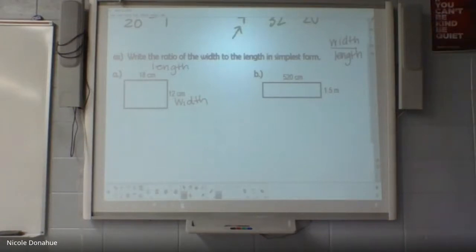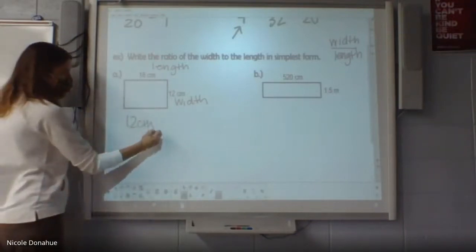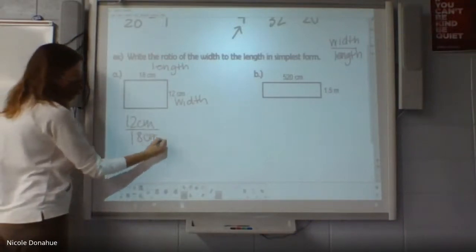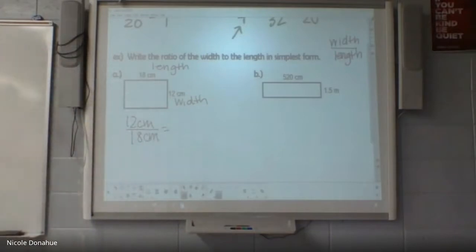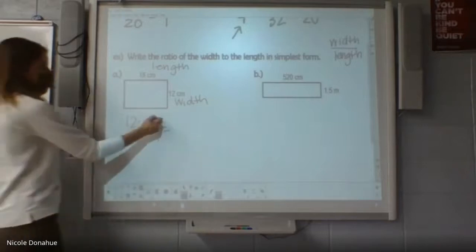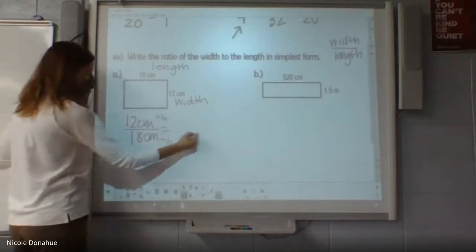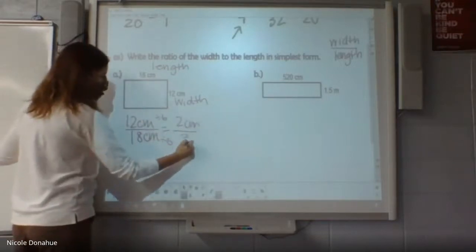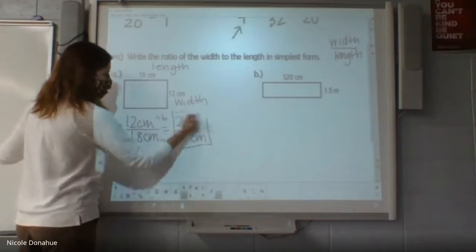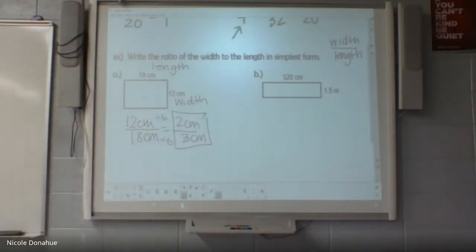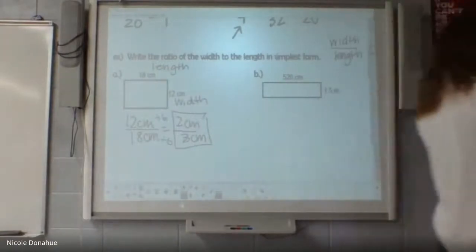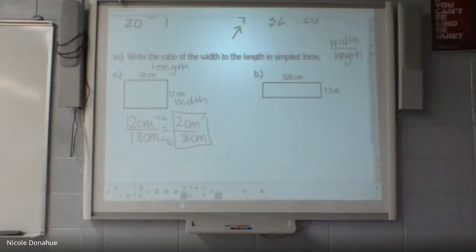So they want it in simplest form, so width to length, so 12 centimeters to 18 centimeters, and then we just simplify it. Can I divide both of those by 6? So 2 centimeters to 3 centimeters. So every 2 centimeters on the width, it's going to be 3 centimeters on the length. That's going to be the ratio of the side lengths there.